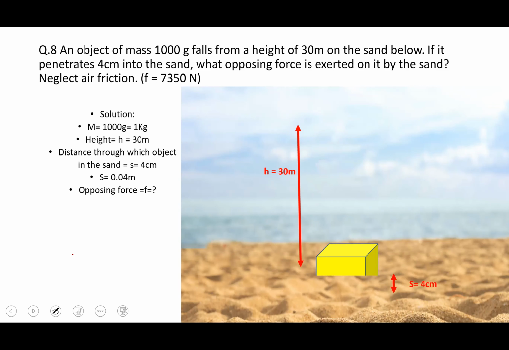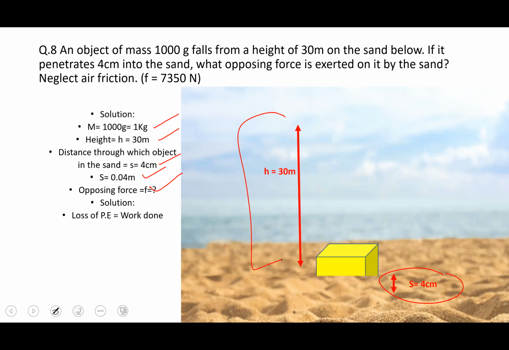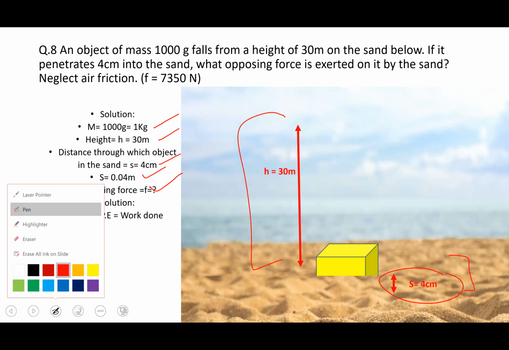Now, the data says the mass is 1000 grams, or we can say 1 kilogram. The height is 3 meters. The distance which the object traveled in the sand is basically the penetration, which is 4 centimeters, or we can say 0.04 meters in SI units. So we have to find the opposing force. The solution says the loss of potential energy is the work done by that body on the sand so that it can penetrate into the sand.